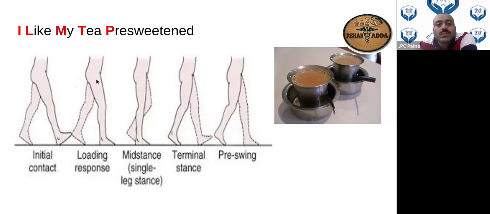One important difference between the loading response and the mid stance is that in the loading response the center of gravity is the lowest. L for loading, L for lowest, center of gravity is the lowest, and in mid stance it is the highest.